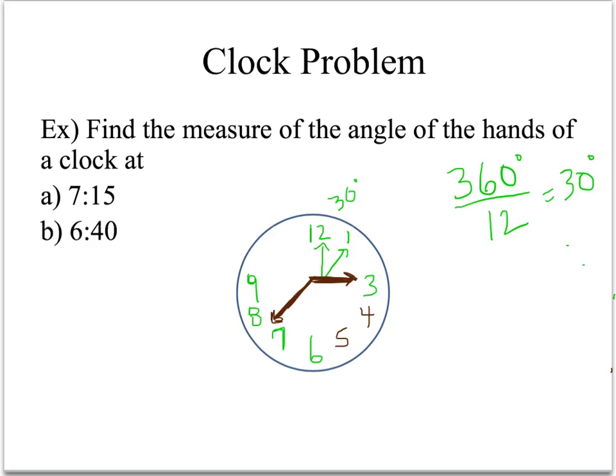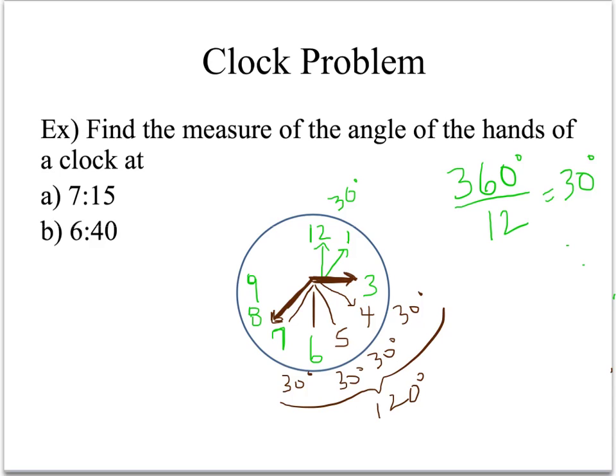Let's continue on with the easy part. We know for a fact that there's 30 degrees between the 3 and the 4, 30 more degrees between the 4 and the 5, 30 more between the 5 and the 6, and 30 more between the 6 and the 7. So if we take all these numbers and add them up, we have 120 degrees.